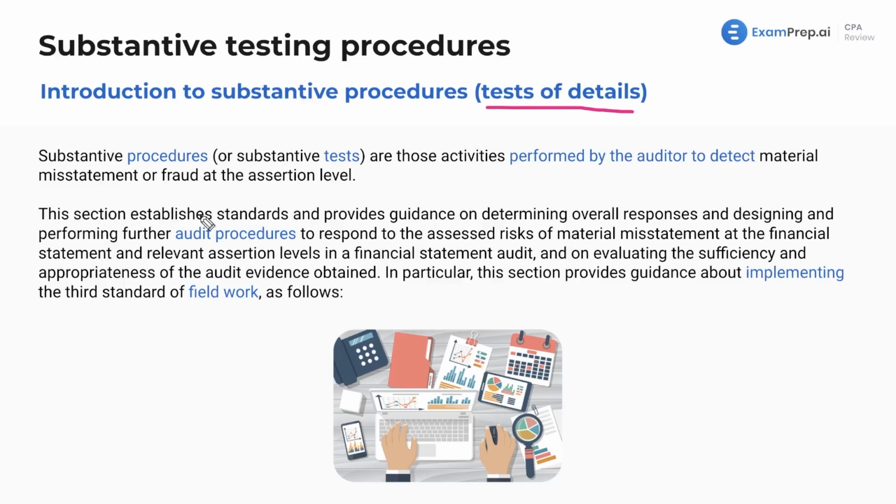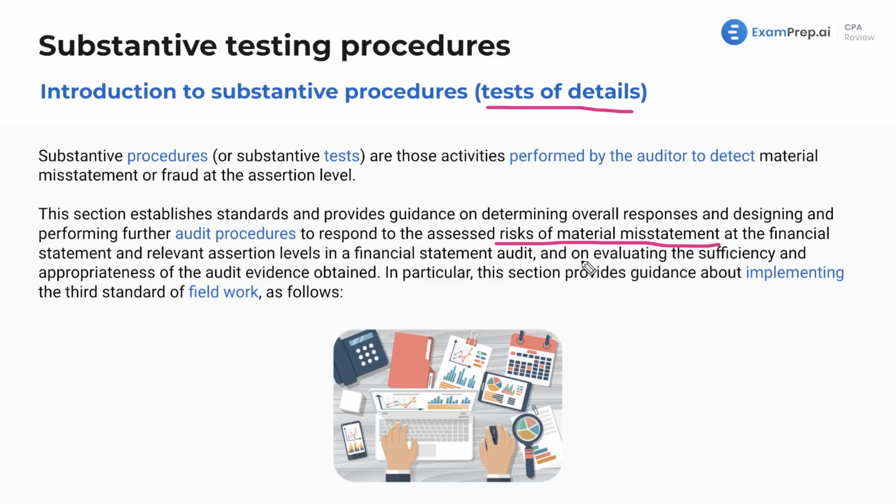Well, this section establishes standards and provides guidance on determining overall responses and designing and performing further audit procedures to respond to the assessed risks of material misstatement. Let's just think about that for a second. We know, and it's a good check, what are the risks of material misstatement? That is inherent risk times control risk. Ooh, gotta check myself there.